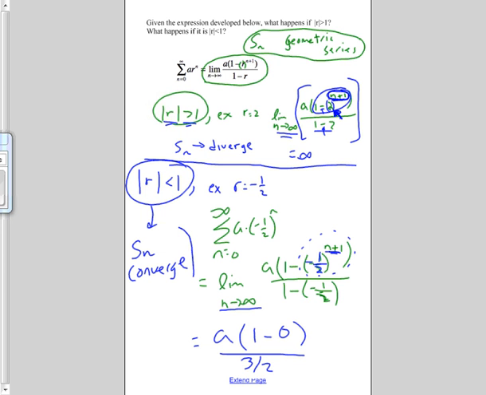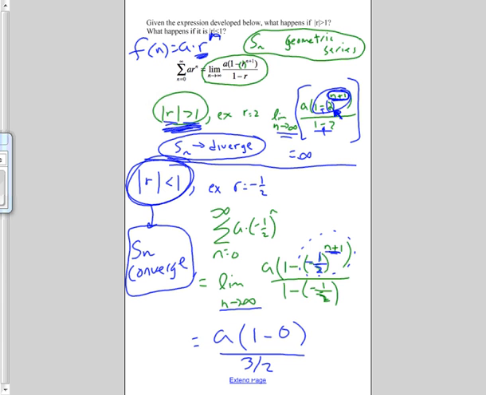So by looking at, in our geometric series, simply by looking at the r value, and remember, my geometric series is a times r to the n. If the absolute value of r is greater than 1, my infinite series diverges. If the absolute value of r is less than 1, then my infinite series will converge. So I'm going to stop the video here. We're going to have another one.